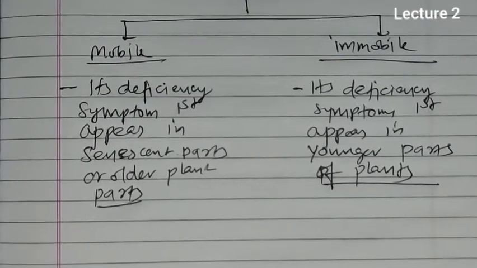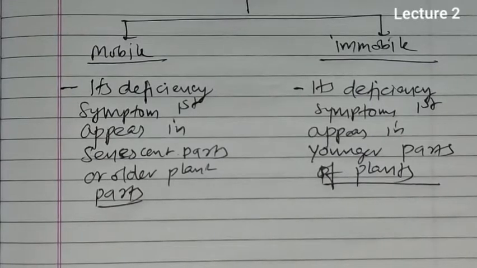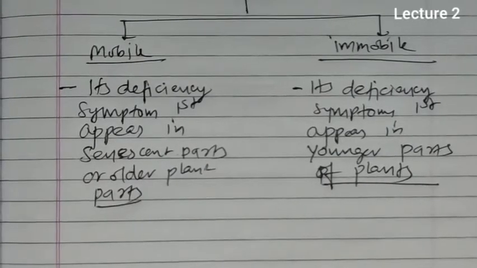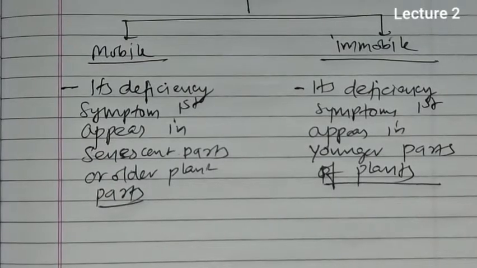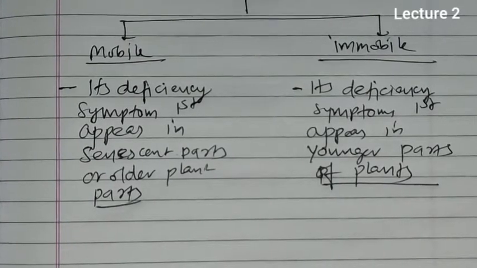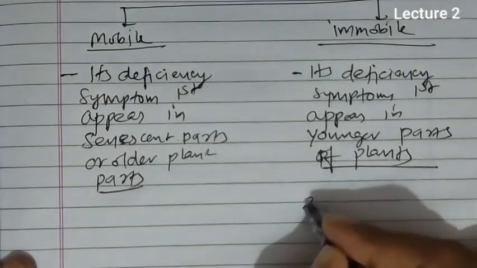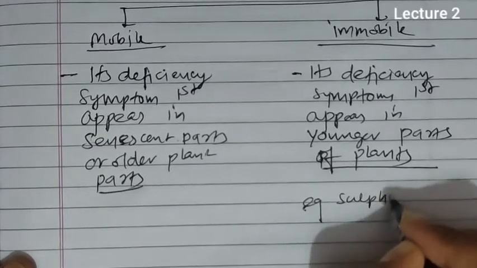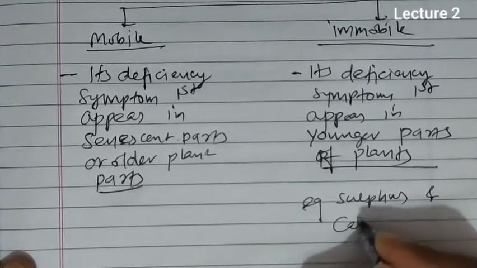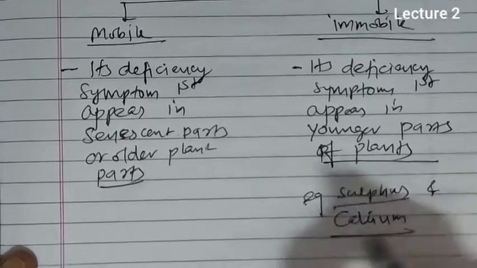Because if the breakdown occurs or any chemical or biomolecule containing this element are broken down, then in older leaves they make this element available for the mobilizing to the younger parts. But when deficiency tends to appear first in younger tissue, whenever the element is relatively immobile, are not transported out of the mature organs. So element like sulfur and calcium are immobile. So write example sulfur and calcium according to this CRT.